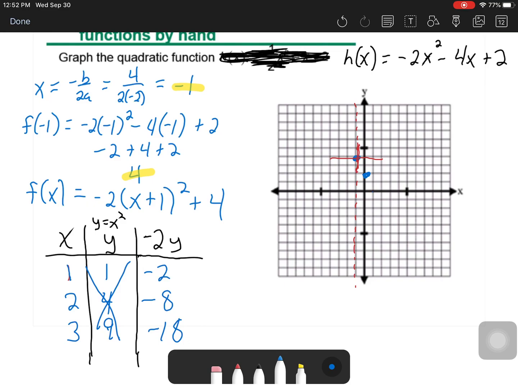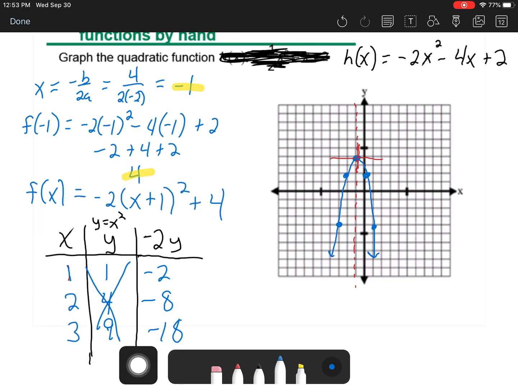1, 2, 3. Which is going to be there. I don't think the 18 is going to fit, but now we can use this axis of symmetry and just copy these points over. And then we've got a sketch of our parabola. Okay? It'll look just like that.